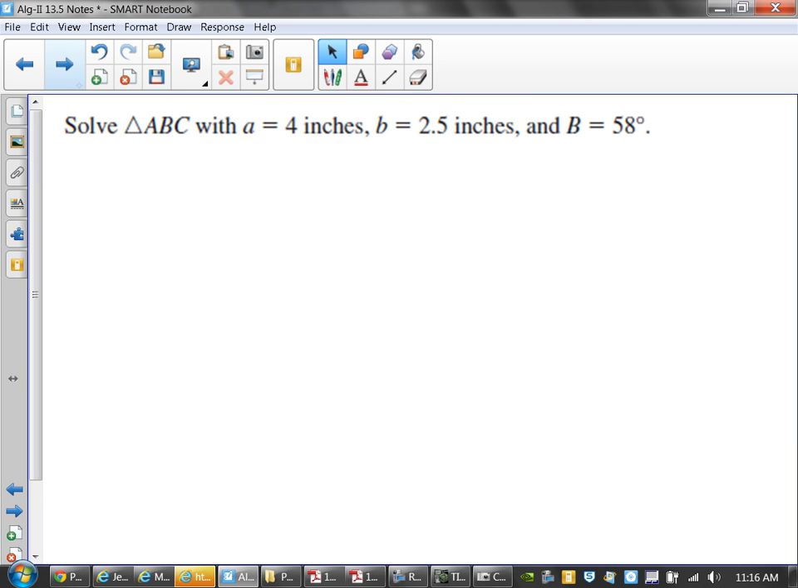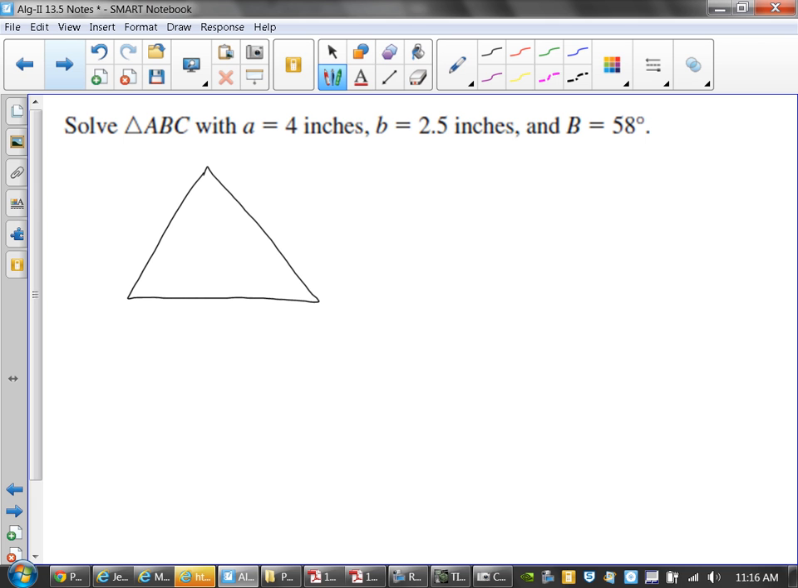All right, let's try another one. Same basic principle. We're going to be given information. We're going to draw up a quick diagram and go through our different checkpoints. I have triangle ABC. Little a is 4. Little b is 2.5. And angle B is 58. So, yes, this is side side angle.